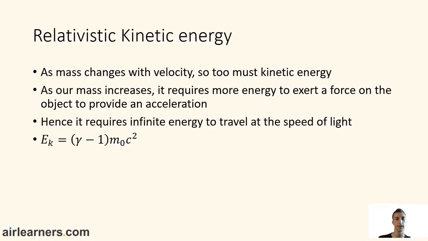All right, relativistic kinetic energy. As our mass changes with velocity, so too must kinetic energy. As our mass increases, it requires more energy to exert a force on the object to provide an acceleration. Therefore, we can say that it requires an infinite amount of energy to travel at the speed of light. This is the formula for kinetic energy. It is quite simple, really, in that it is the total energy of the object, gamma m0 c squared, minus its mass energy equivalence. So it's going to be (gamma minus 1) m0 c squared.